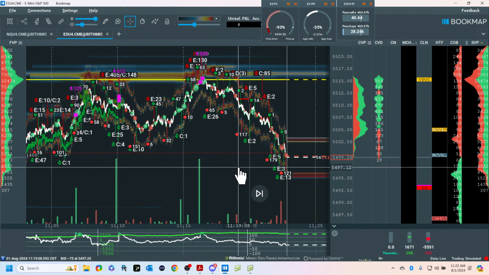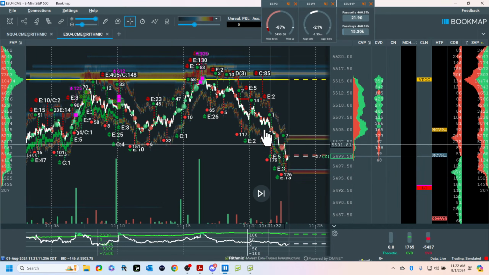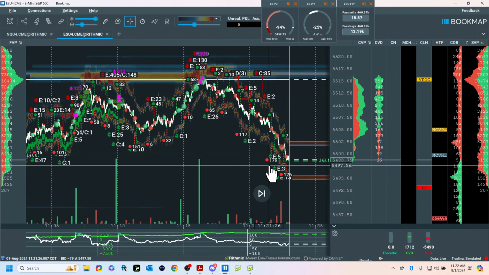So this is trading the auction. This is based on auction market theory, using a volume profile and a high-tier order flow tool like Bookmap. No indicators for me. Doesn't mean you can't. I'm just talking about me.